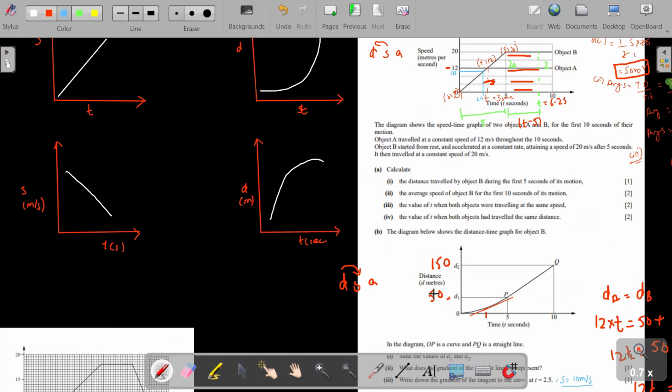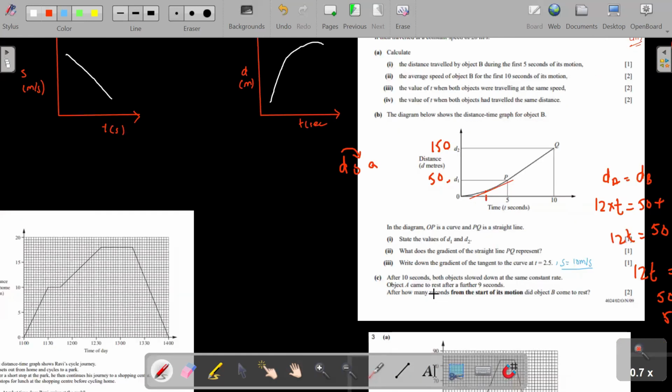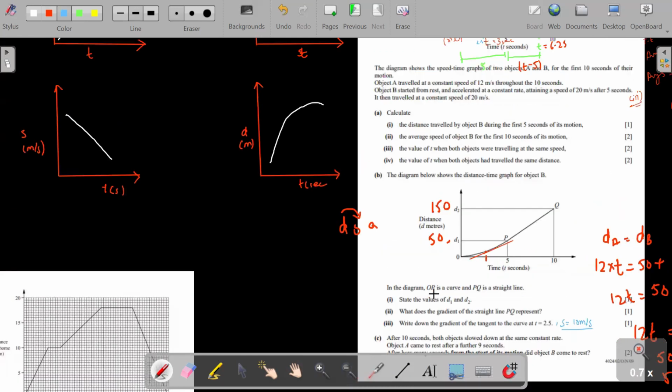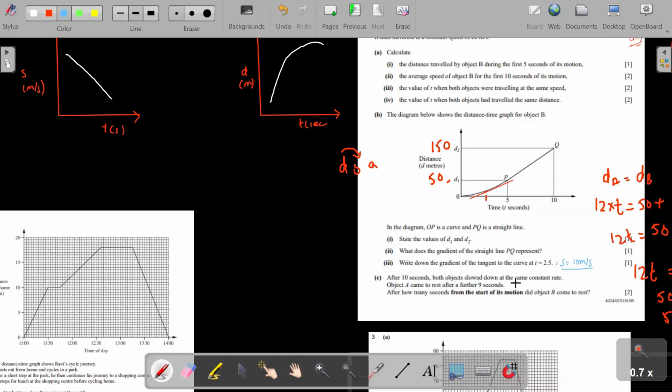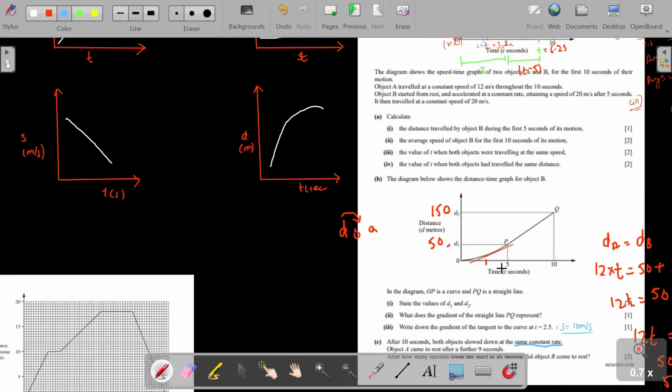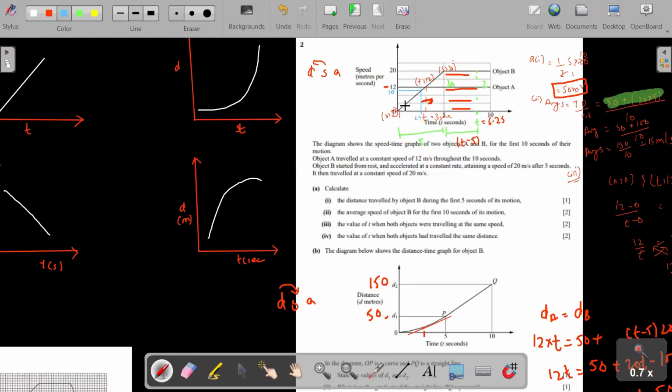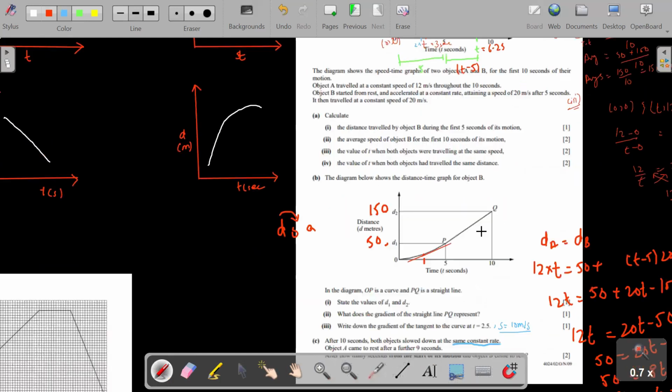So it asks what will be the time when object B will come to rest. And it tells you one more thing: it is moving with a constant rate. It means that their deceleration will be the same. So we can say that the deceleration rate will be 12 by 9.